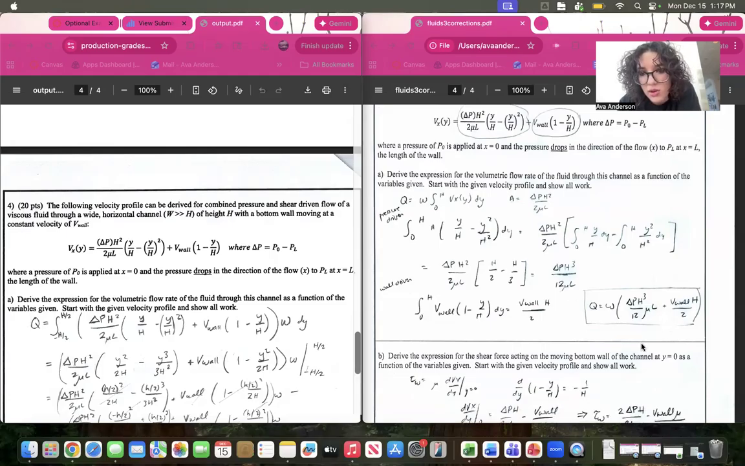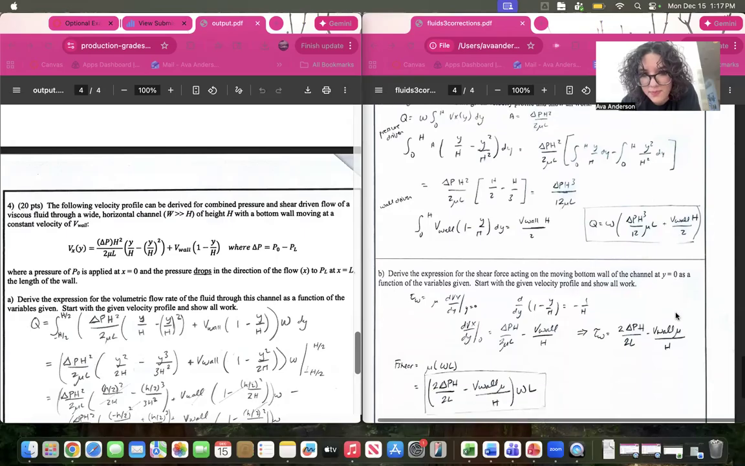That ends up getting you Q equals W times the entirety of delta P h cubed divided by 12 mu L plus V, the velocity of the wall, times h divided by 2.